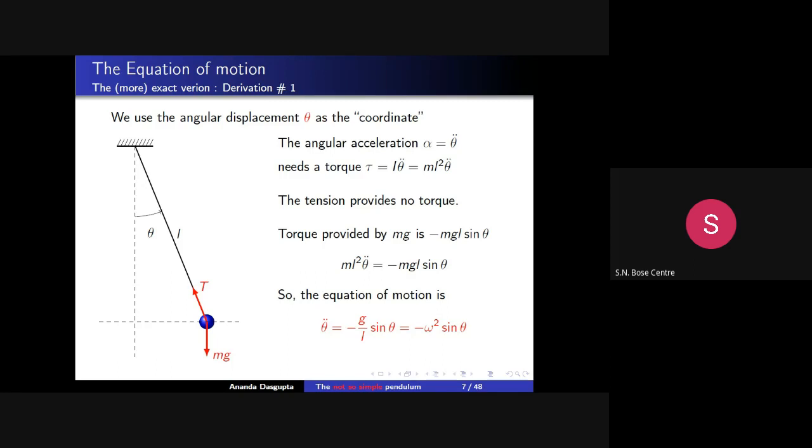Okay, one more version of this derivation. By the way, before we go there, we had x double dot equal to minus omega square x, and you all know how that comes about. We assume theta is small, sine theta is approximately theta. In fact, we are going to talk about how good this approximation is in a while, but therefore, theta double dot is minus omega square theta.